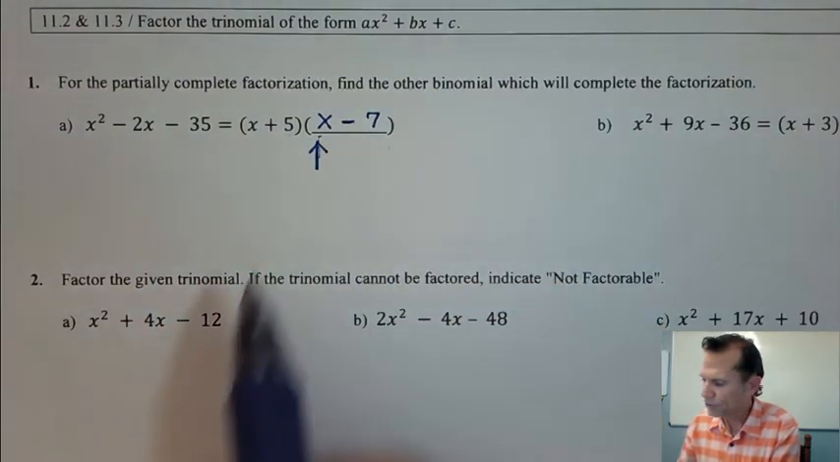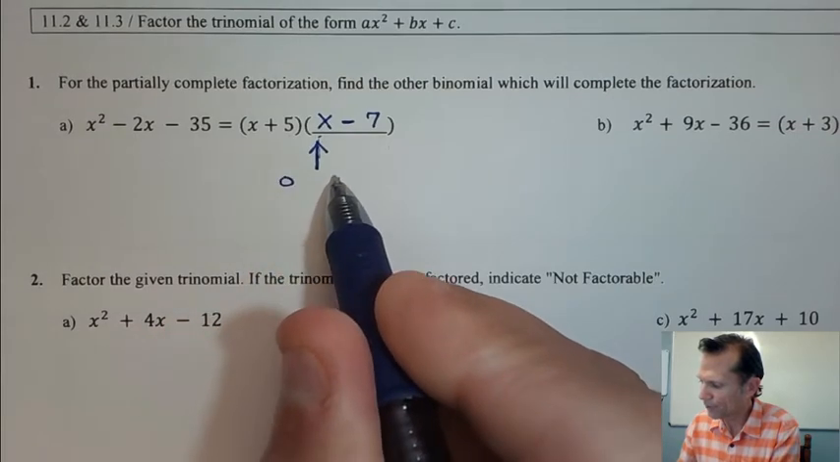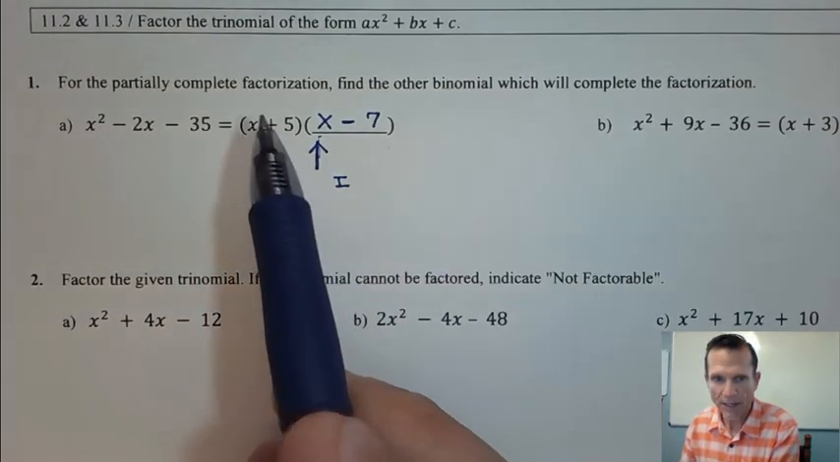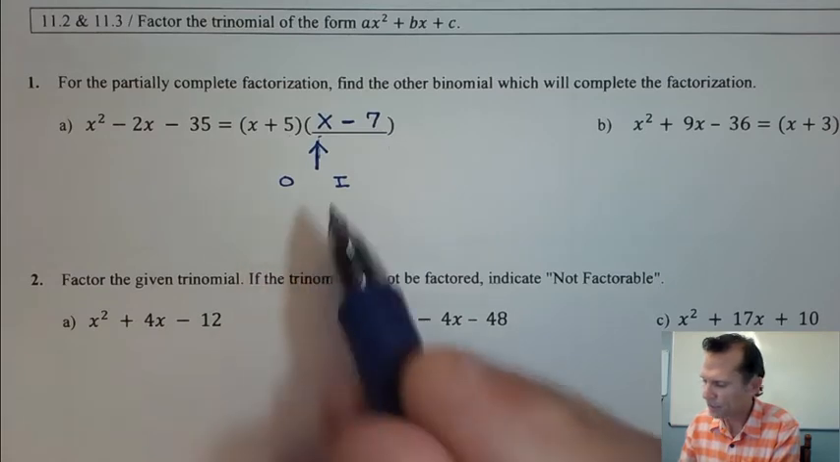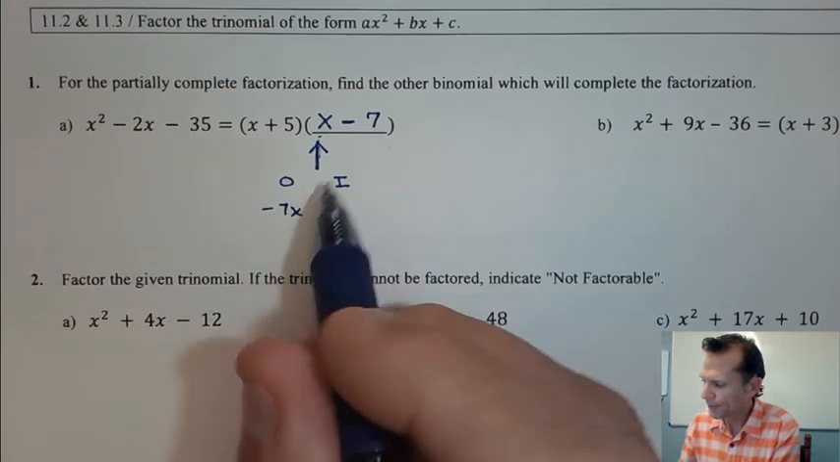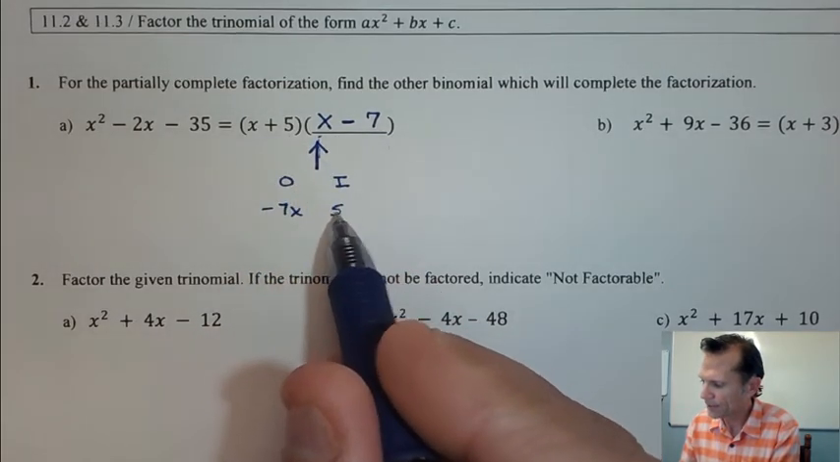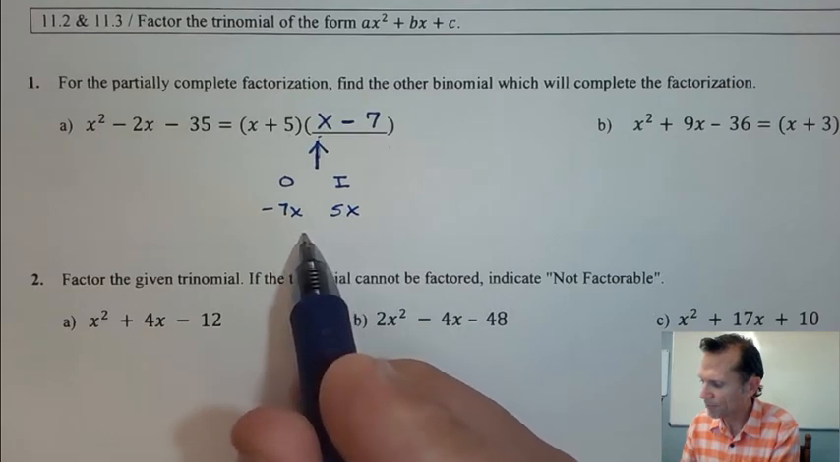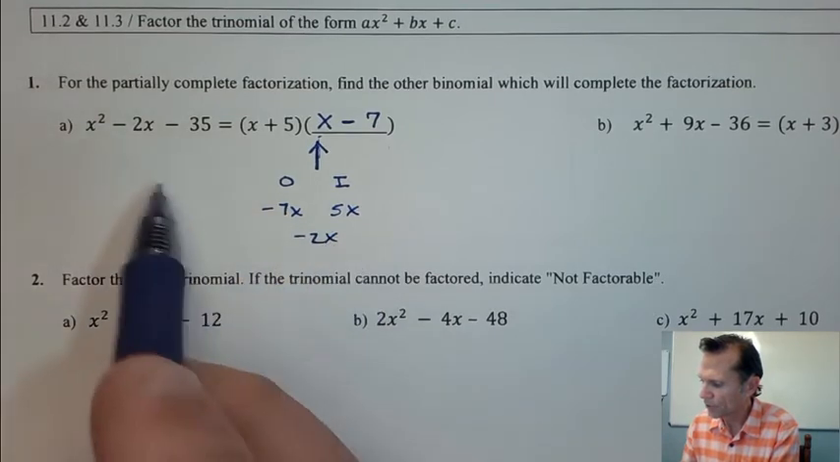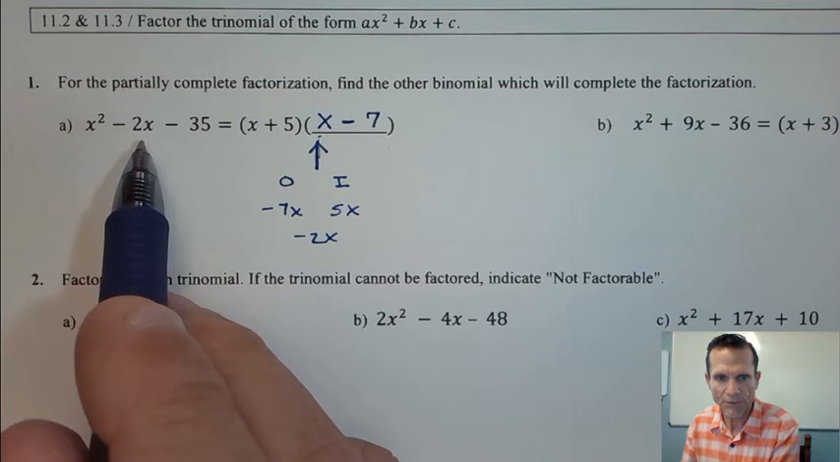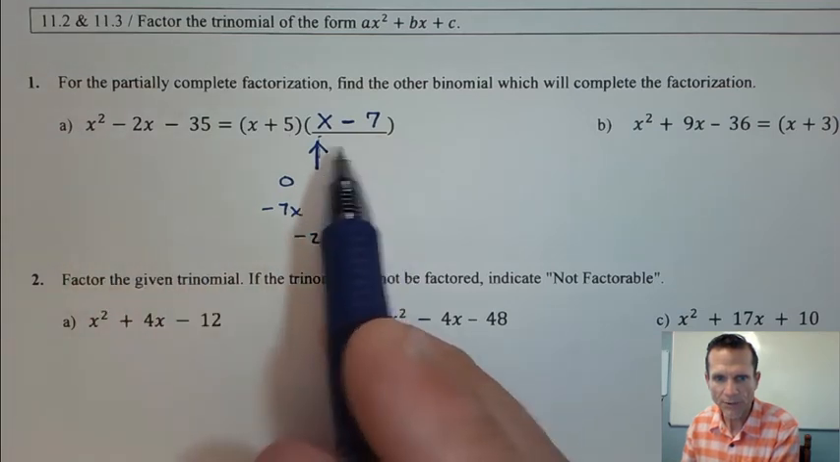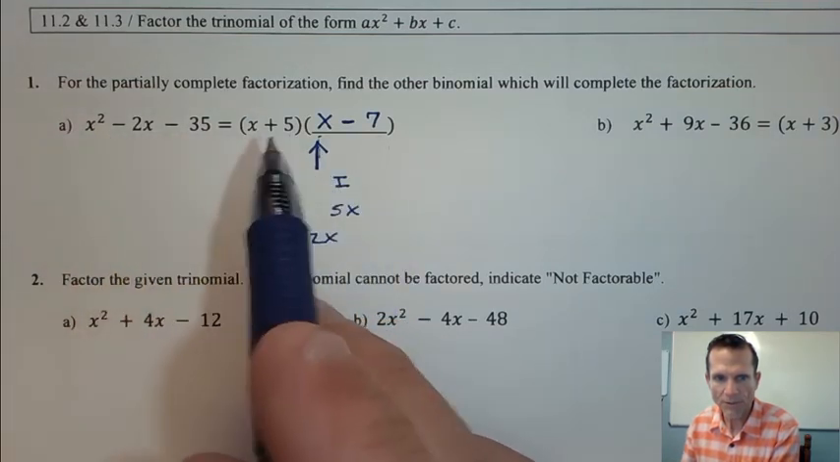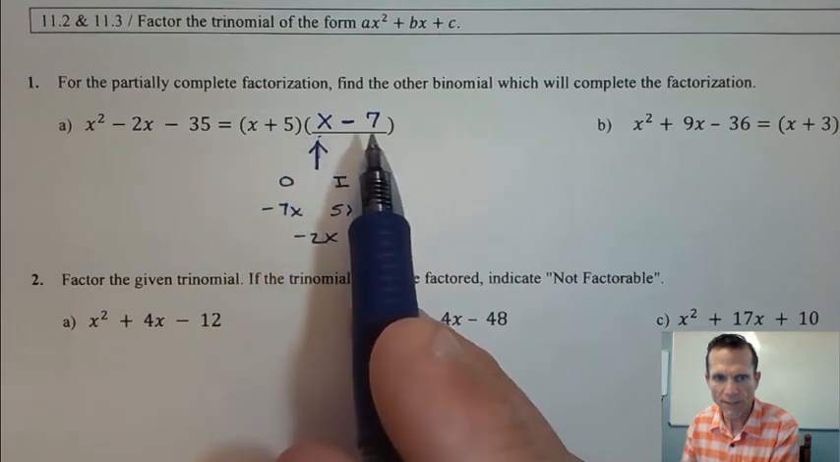Okay, now if we check O and I from FOIL with this, outside would be negative 7x, and inside would be 5x, and we see that would produce negative 2x, which matches that middle term of the trinomial. So we're factoring a trinomial into the product of two binomials.